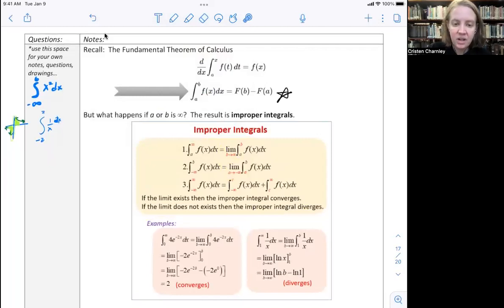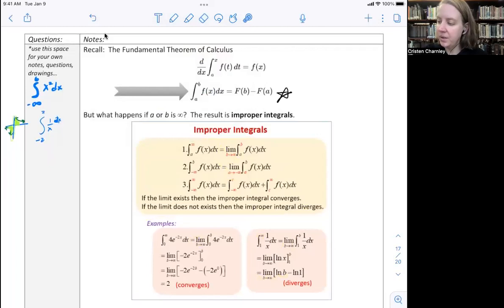If we have the integral from 0 to infinity of 4e to the negative 2x dx, that's equal to the limit. So we just rewrite it as a limit problem. We find the antiderivative, put the values in, take the limit as b goes to infinity. We'll see what happens there. Same thing with the other one, infinity in the upper limit. We find the limit as b goes to infinity, and we put in the values.